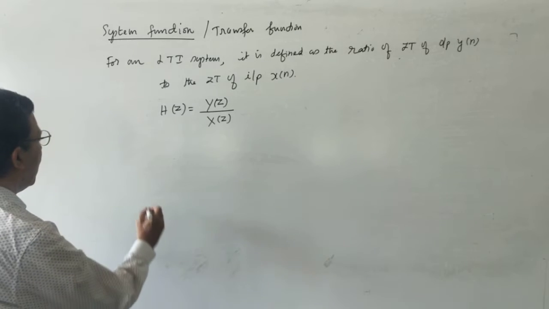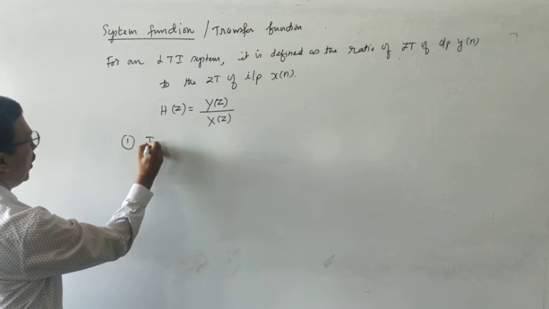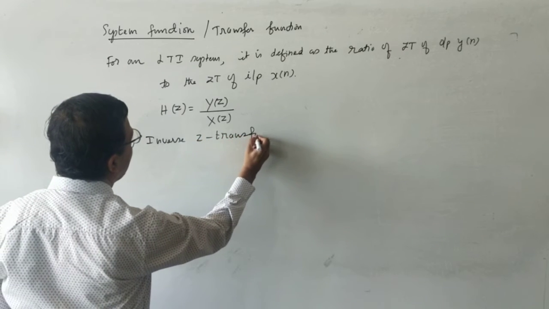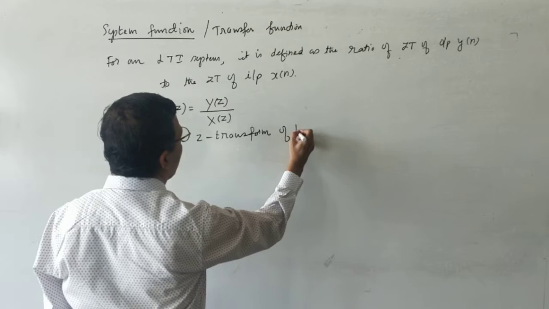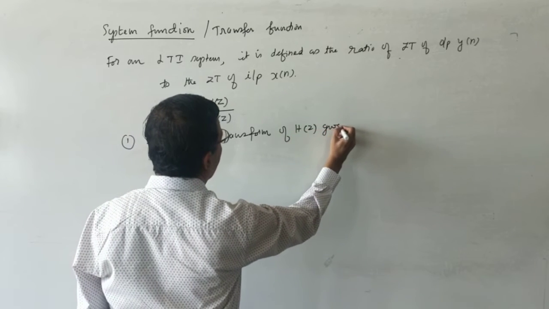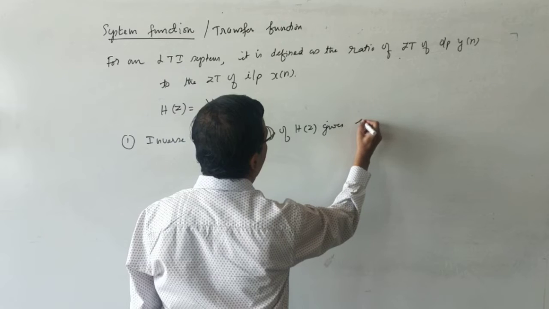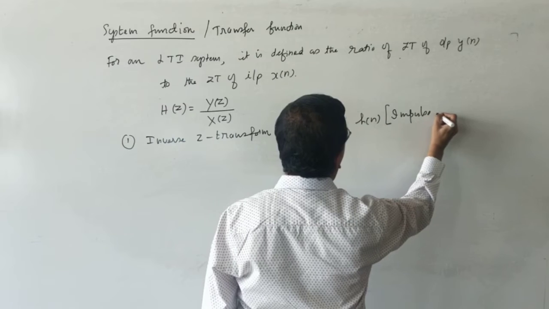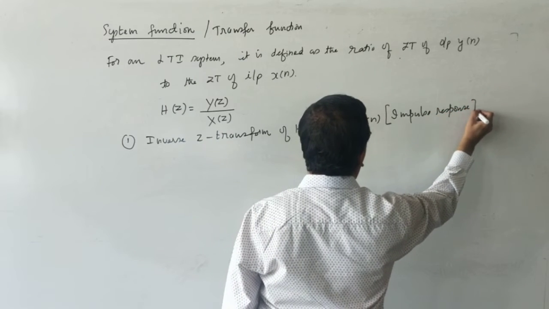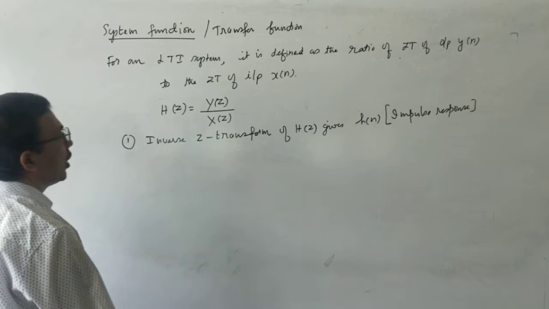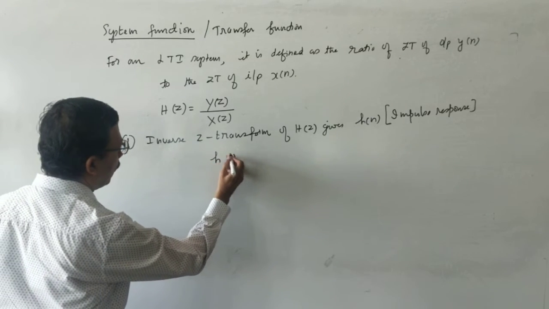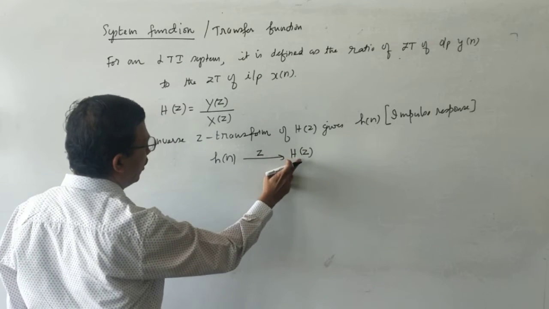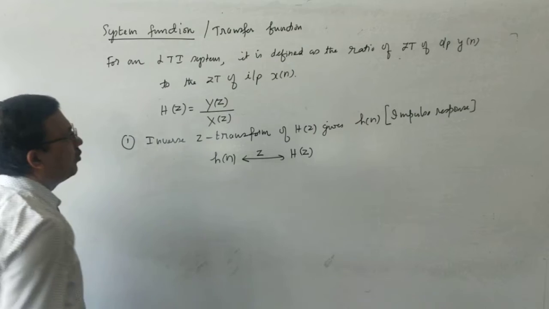Few important points I will mention now. Inverse Z transform of H of z gives h of n. What is h of n? Impulse response. In other words, h of n and H of z form transform pairs. Z transform of h of n is H of z. Inverse Z transformation of H of z is h of n. Very important.